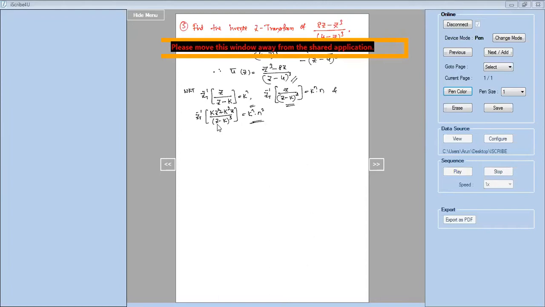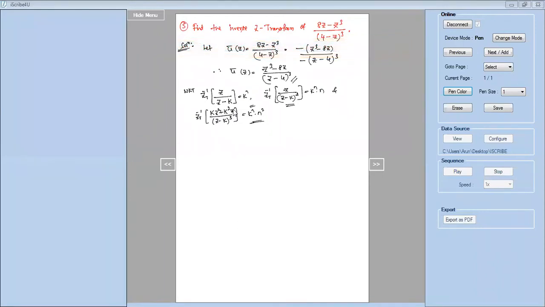That means if I have whole cube in the denominator, in the numerator you should have a term like this, k z square plus k square z. But if you resolve this into partial fractions in the normal way, we don't get a term like this in the numerator. Once you don't get the term like this in the numerator, you cannot find the inverse z transformation. Keep it in your mind. This is the main thing you should observe in solving a problem on inverse z transform.